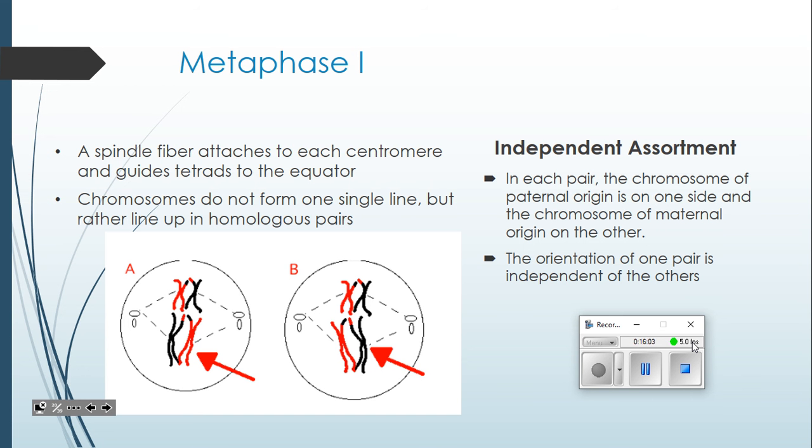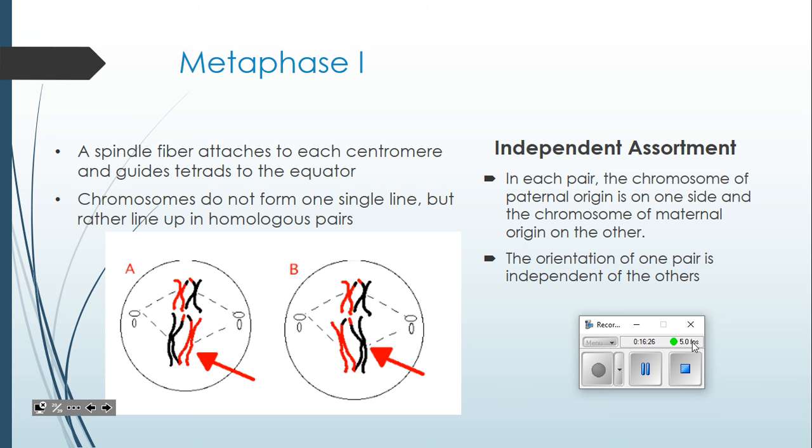It's very random. And so we use the word independent there to try to convey the idea that the way that one pair is oriented doesn't affect the others. So in each pair, a pair would be the two chromosomes plus their sister chromatid that are the same length.